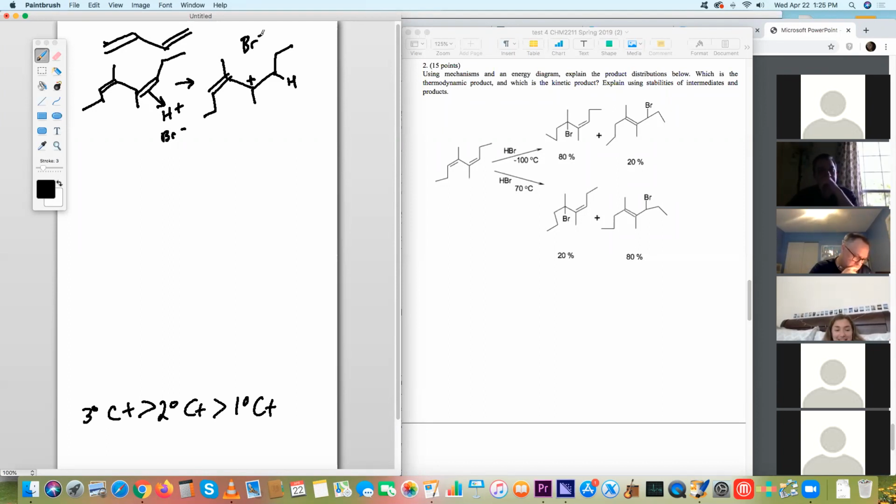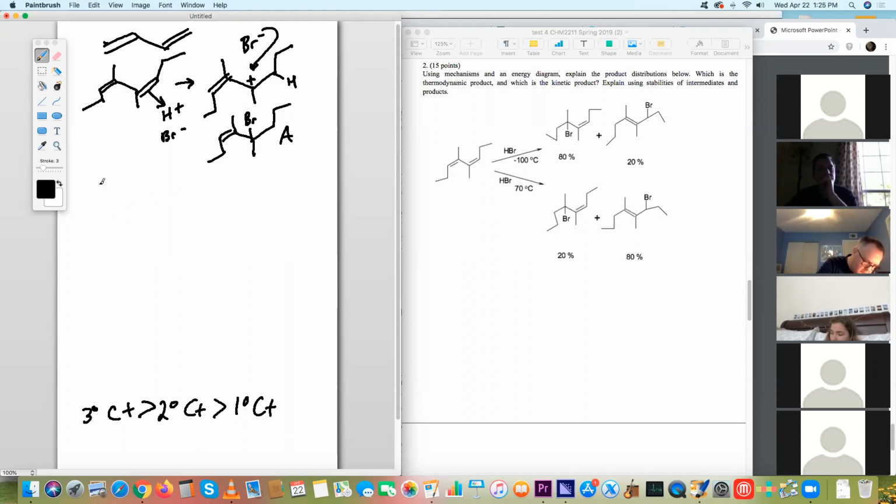So the Br minus then can just go ahead and plonk straight on there. That gives one of the products. That gives the, well, I guess the first product that you see there in the top. And you'll notice the other double bond there is untouched. And there you go. That explains the creation of one of those products. So I'll call that one product A.